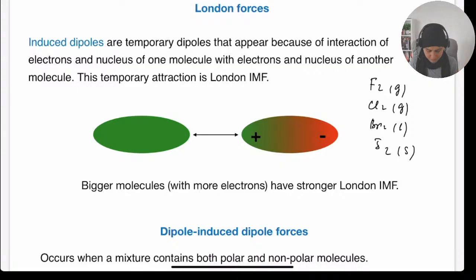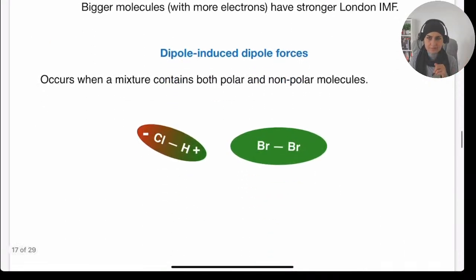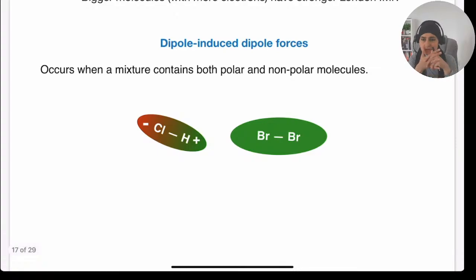You can think about molar mass. Next one, and this is a new one, innovation from IB. If you have a mixture of polar and non-polar molecules, then between those you would have dipole-induced dipole forces.